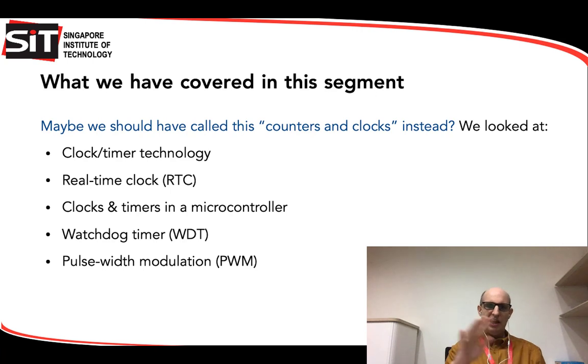So we looked at clock and timer technology. We looked specifically at real-time clocks. We looked at how they're used inside microcontrollers, raising interrupts from them and so on. The behavior when they count down to zero or count up to target. And we looked at watchdog timers in particular, important things that can reset your processor when your code's crashed. And then we left with pulse width modulation and a bit of information about real clocks, rather than those perfect square waves that we've been drawing all the way through this.